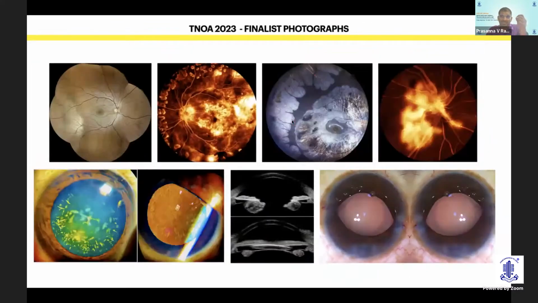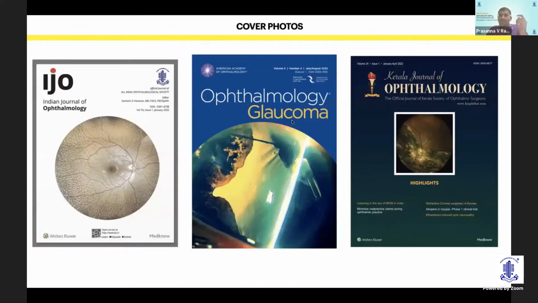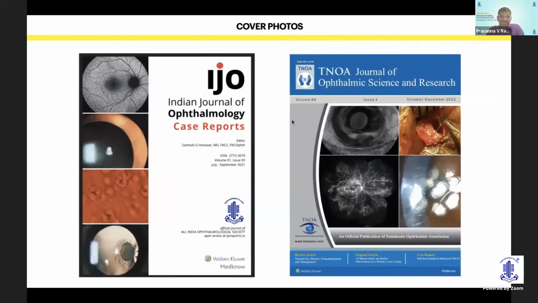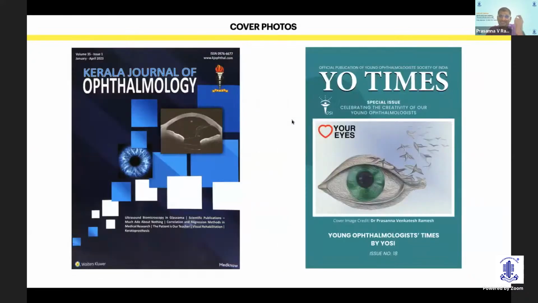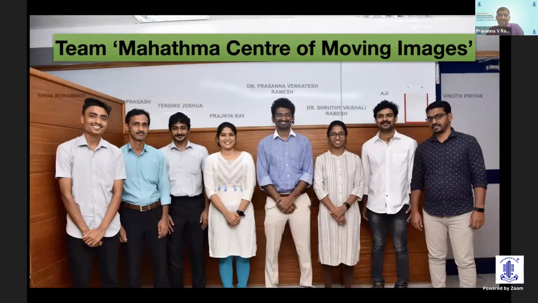And this is what imaging is going to be, the cognitive smart way forward. These are some of the cover images that we have done. It's all very basic sciences, incorporating it with technology. I think that's the way forward.